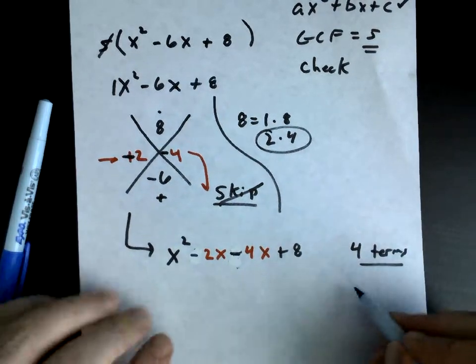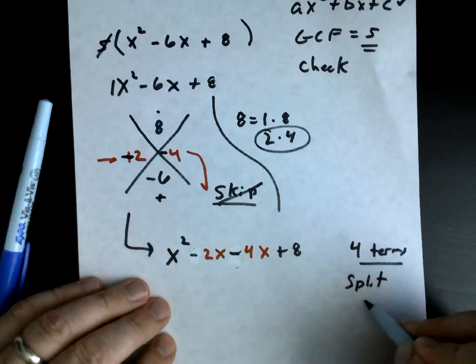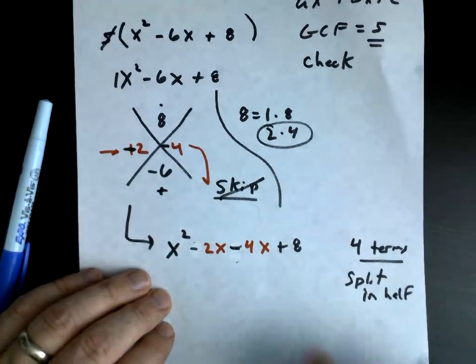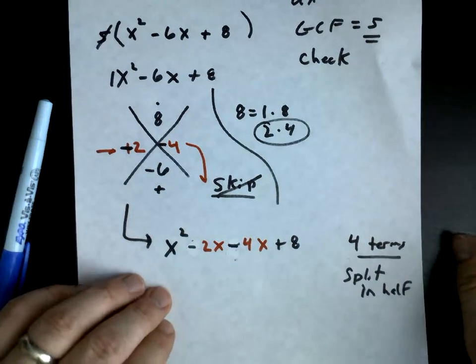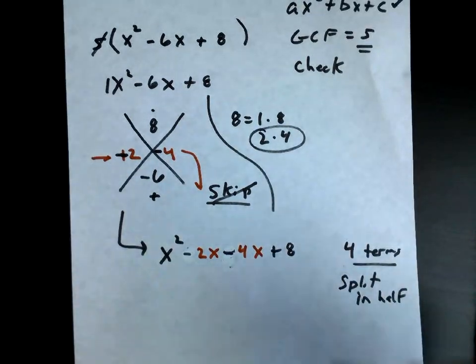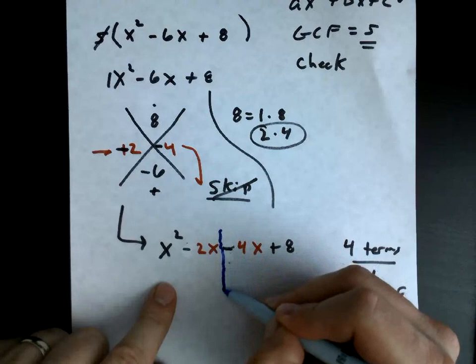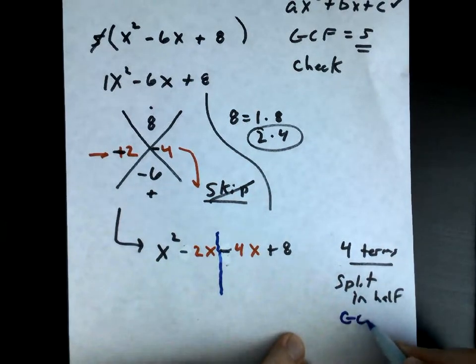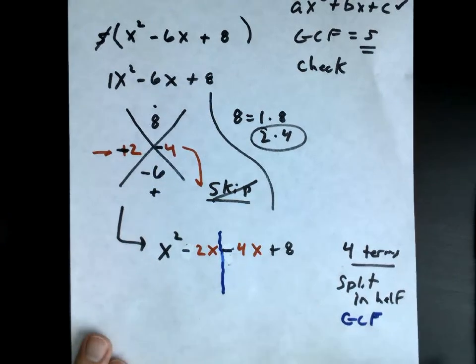What we're going to do is split in half. We're going to split them in half because there are 4 pieces, and we're going to split this in half. So get another pin here. I'm going to split this in half, so I have 2 and 2. Now I'm going to look for GCFs.